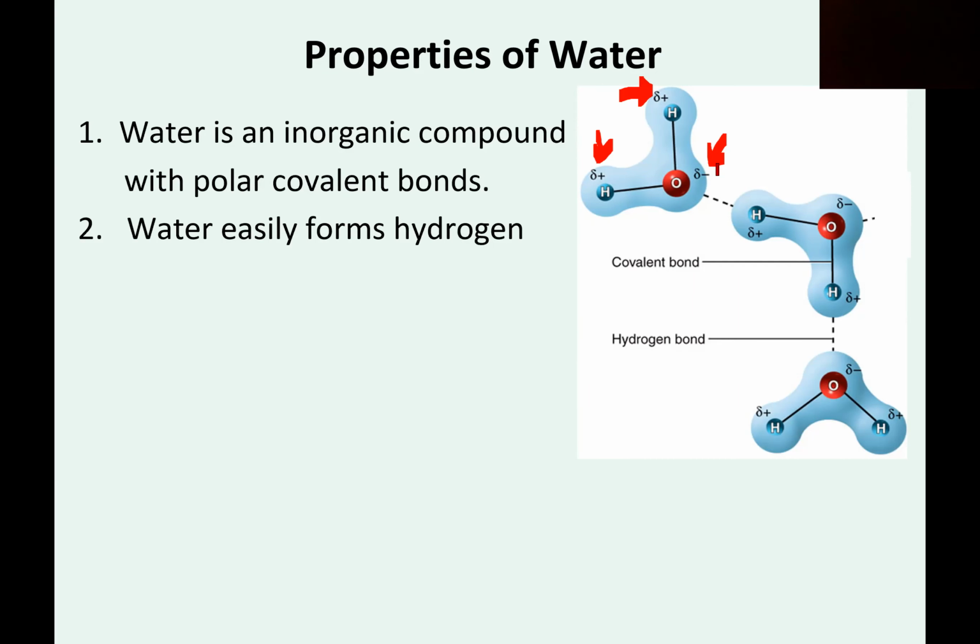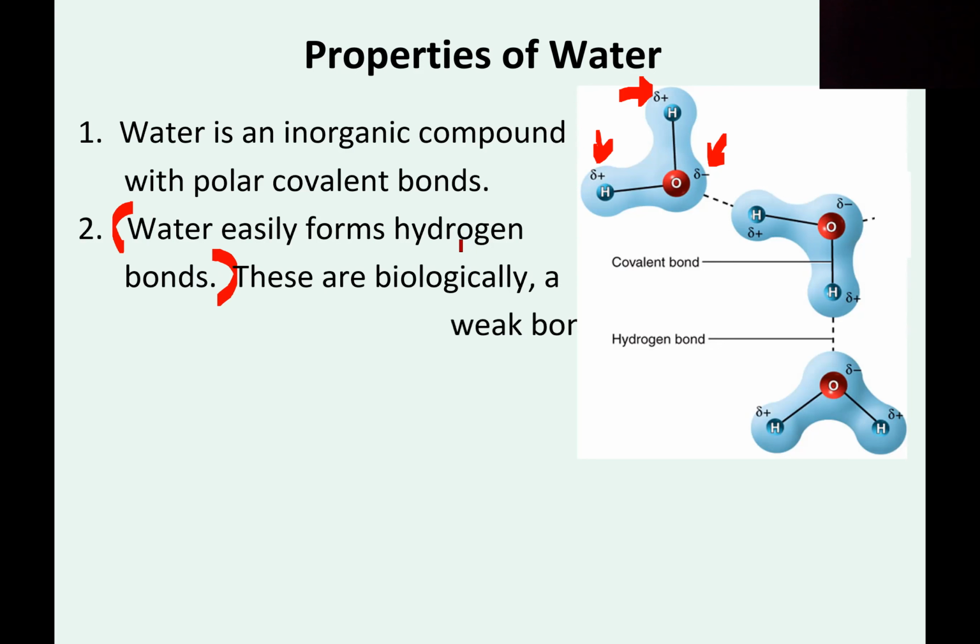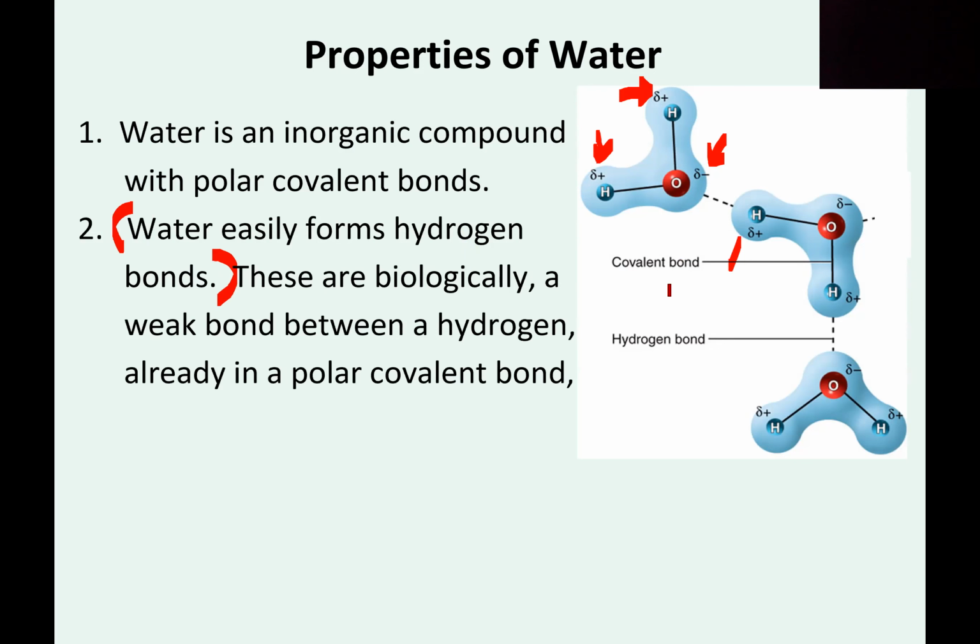Second property, water easily forms hydrogen bonds. So that part is the property. We need to define hydrogen bonds because we haven't done so yet. These are biologically a weak bond between a hydrogen already in a polar covalent bond and another polar covalent molecule. And so we see it as a dotted line rather than a solid line.